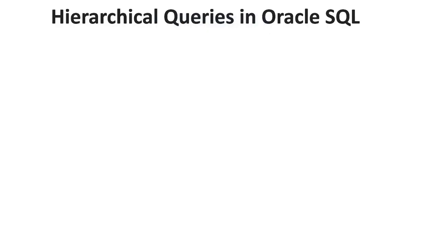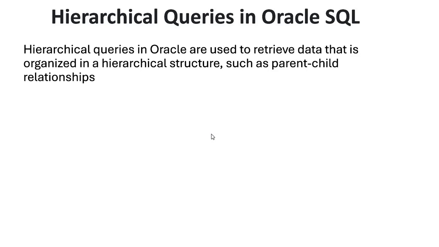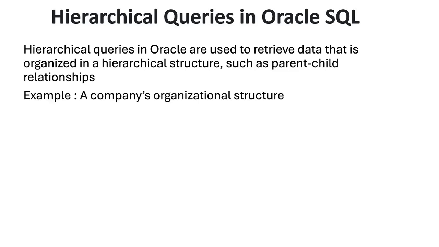Hello everyone, in this video I'll discuss hierarchical queries in Oracle SQL. So let's start. Hierarchical queries in Oracle are used to retrieve data that is organized in a hierarchical structure, such as parent-child relationships. An example would be a company's organizational structure.